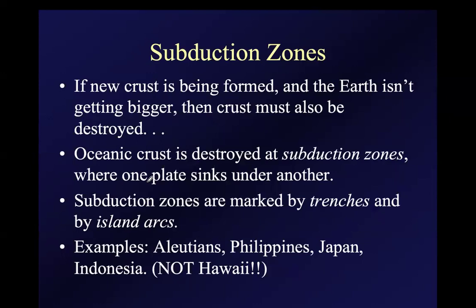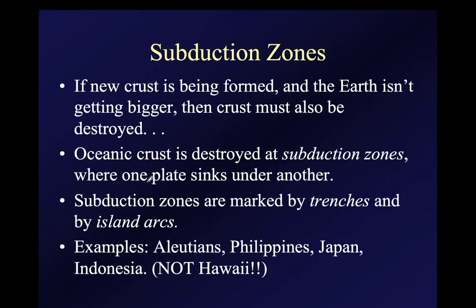So if new crust is being formed, either the Earth is blowing up like a balloon, which it is not, or there has to be a way for crust to be destroyed. And oceanic crust is being destroyed at areas called subduction zones. That's where one piece of oceanic crust sinks under another plate, gets pushed down into the asthenosphere, and ultimately, over many millions of years, mingles with the rest of the asthenosphere.